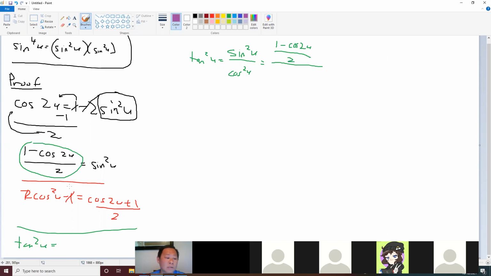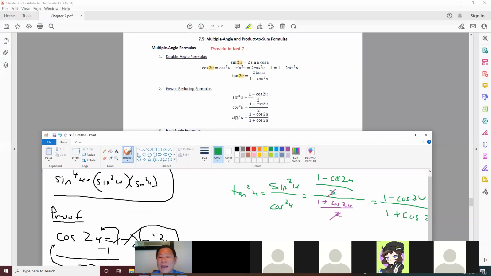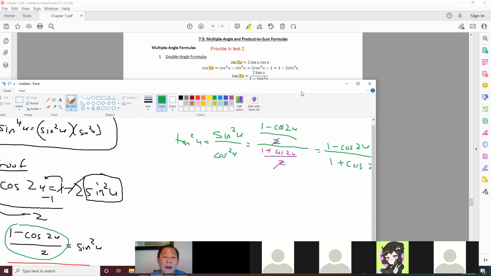And then for the cosine square u, it's this fellow. So I plug it over there: 1 plus cosine 2u over 2. So I just substitute this on the top, sine square u and cosine square u. And then because they have the same denominator, I can cancel it out. So what I'm left with in this case is 1 minus cosine 2u over 1 plus cosine 2u. So you notice that your tangent square u is 1 minus cosine 2u over 1 plus cosine 2u. So this is how we get the power reducing formulas.